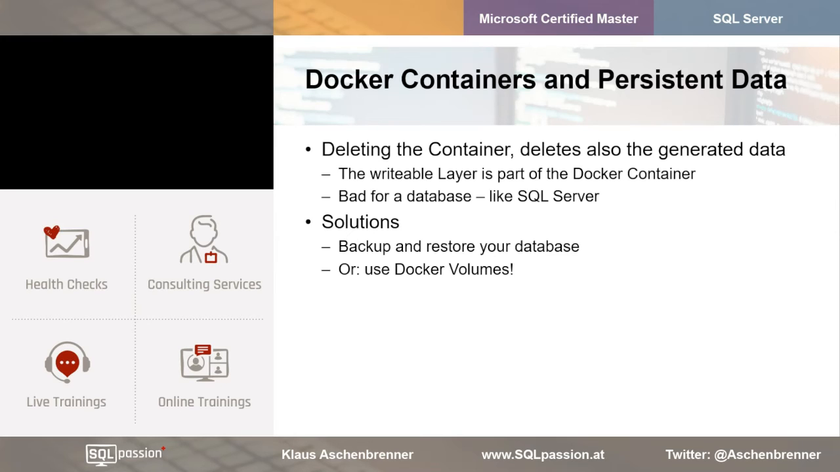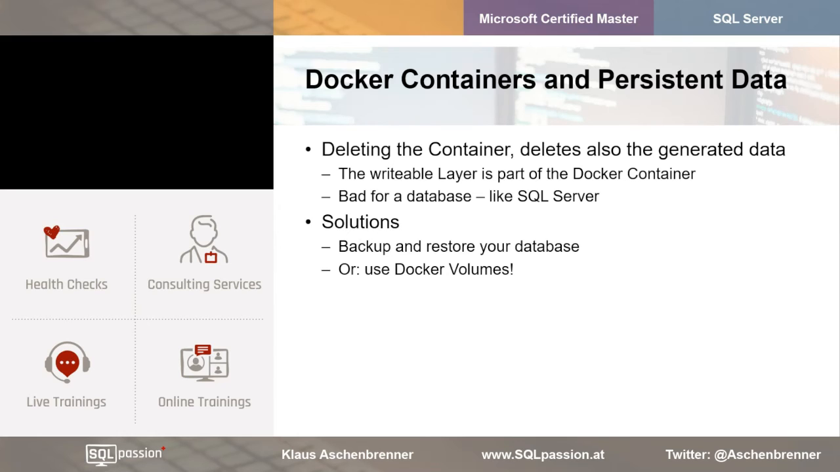The easiest way is you just do a backup and restore of your databases. That's quite simple. Means before you are removing the Docker container, you are doing a backup of your database, then you copy that backup with the docker cp command from the container into your host operating system, and then you're just removing the container. Quite simple.